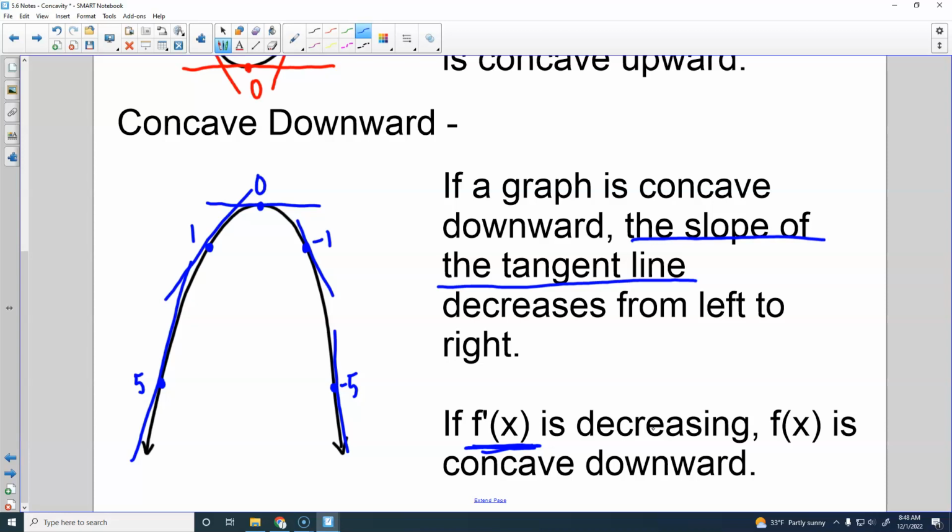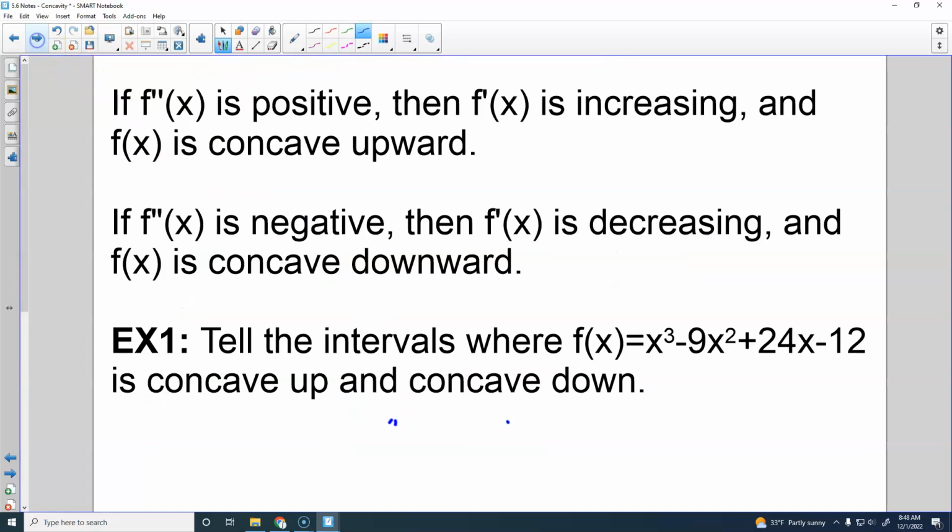Its derivative would be negative, right? So if f prime of x is decreasing, then its derivative is negative. The derivative of f prime is f double prime, right? So if f double prime is positive, that would tell us that f prime is increasing and that f is concave up. Or you can skip this middle part. If f double prime is positive, f is concave up. If f double prime is negative, that tells us f prime is decreasing and f is concave down.